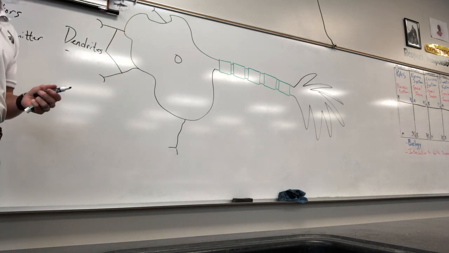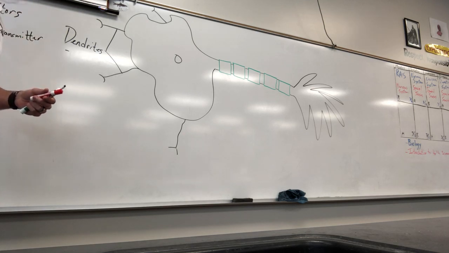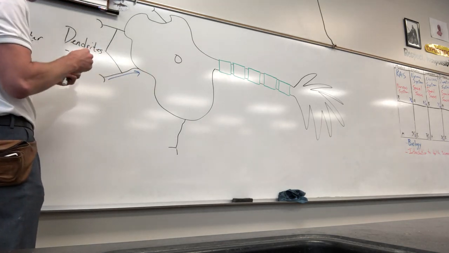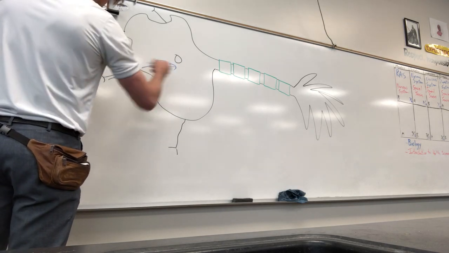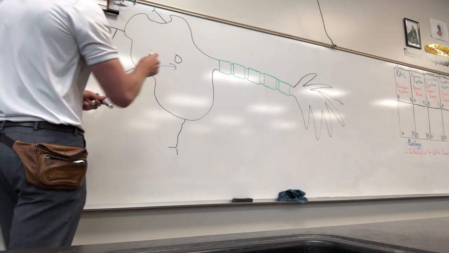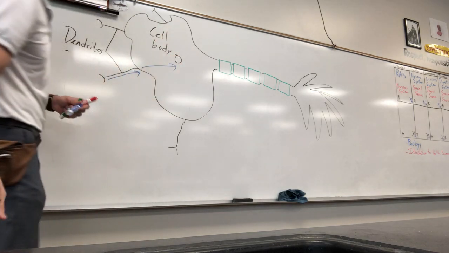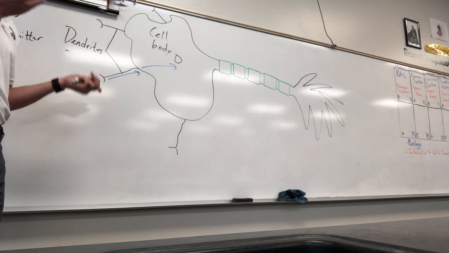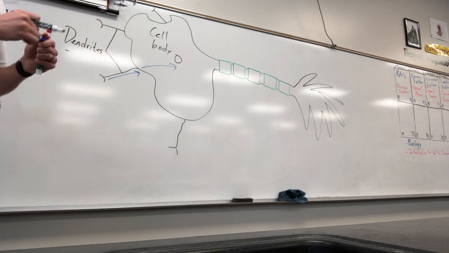So I'll characterize the nerve impulse with a blue. So, blue, nerve impulse is going to come in the dendrite. It's going to go into the cell body. This is the cell body. So I'll label that. Cell body. So, once the nerve impulse gets in, the cell body's main job is to process the information. That's it. Okay?